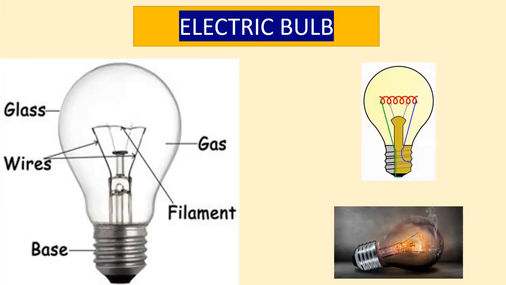Next is the electric bulb, a small electric bulb which produces light. You can see this electric bulb at our home also. In the torch also, this small electric bulb is present. So we will discuss the structure and the different parts of the electric bulb.